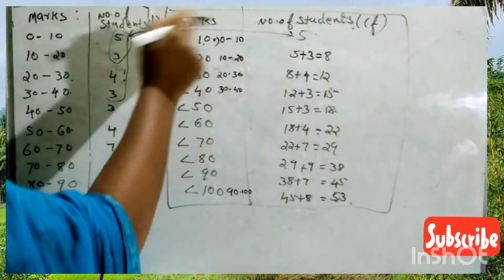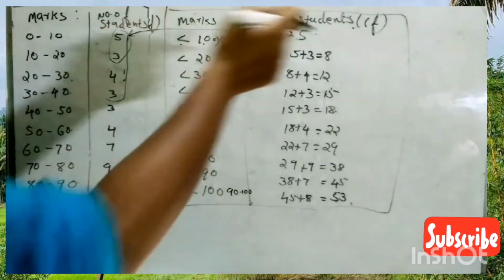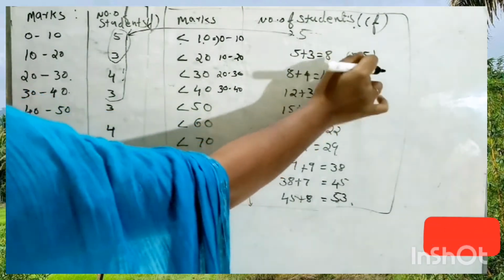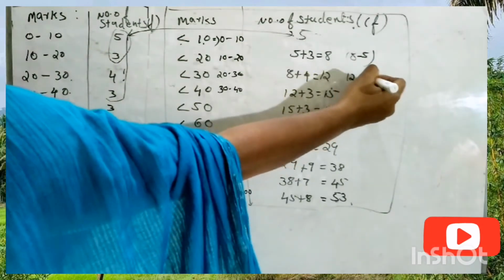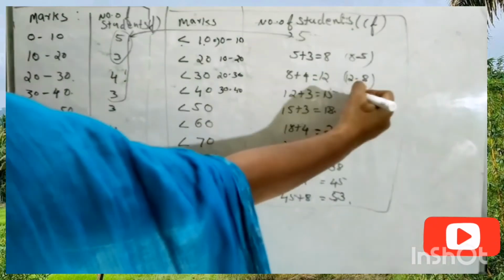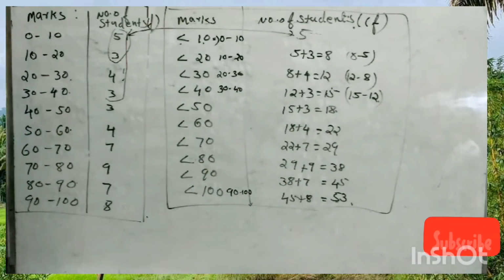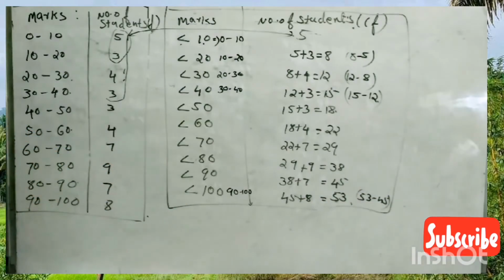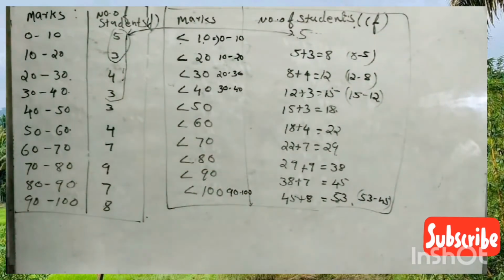If you want to find the first table from the second one, we will do 8 minus 5. That is 3, which gives the frequency of 10 to 20. Now 12 minus 8 gives the frequency of 20 to 30. Now 15 minus 12 gives the frequency of 30 to 40. And 53 minus 45 gives the frequency of 90 to 100.